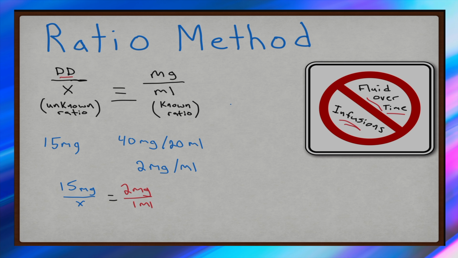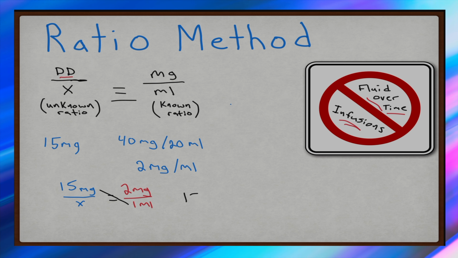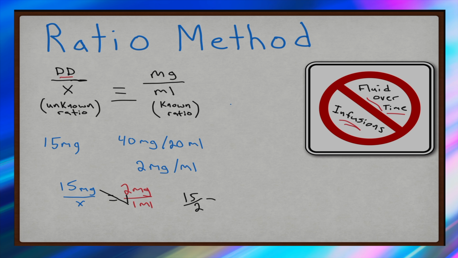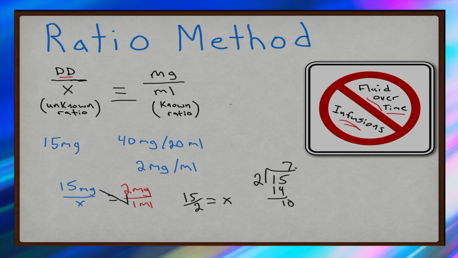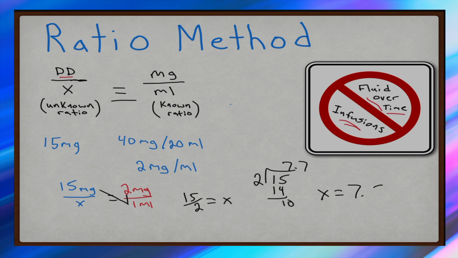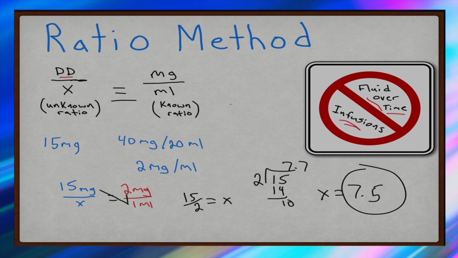So now that we know what the underlying process is of how I get to X and how I isolate X by itself, I can easily in my head go ahead and say, okay, well, I'm going to do 15 times 1, which is 15, and then that needs to get divided by 2 is going to equal X. So 2 into 15 is going to go 7 times, and that's going to give me 14, 0, so 7.5. So with this example, X is equal to 7.5, and that is how many milliliters I will need to draw up to give to my patient.